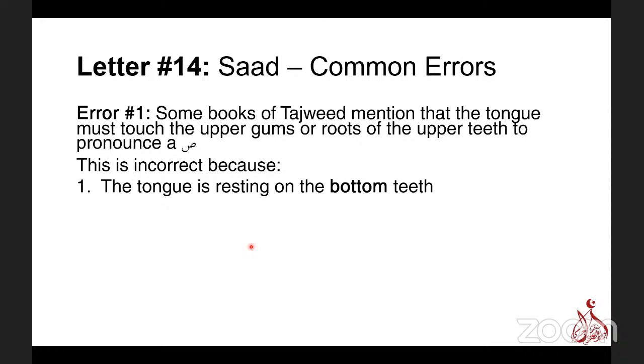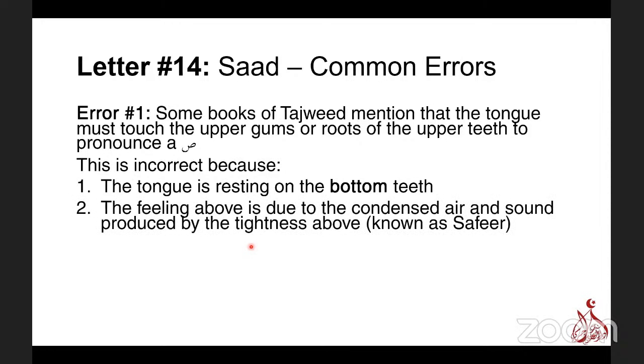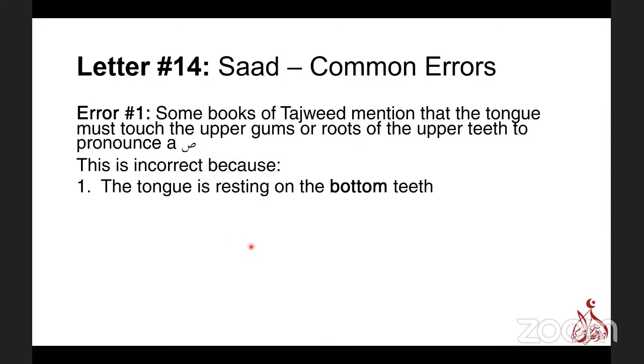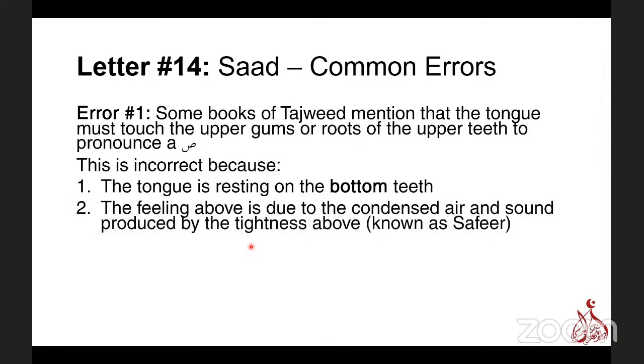You can't create a whistling sound if there's a tongue coming right in the middle and blocking the whole thing from the top. One part of Saad is Safir. There should be that small gap for the whistling sound. If your tongue goes on your gums, you can't really take out that sound. Number two, some people might say, but when I pronounce the Saad, I feel like I'm touching the upper gums. No, that's not what's happening.